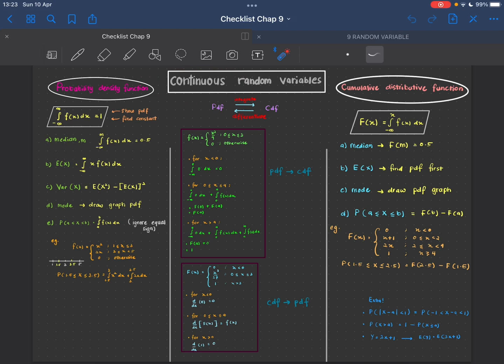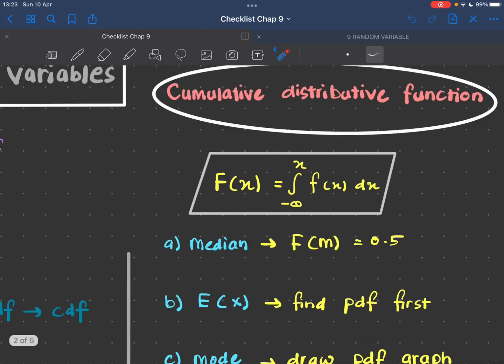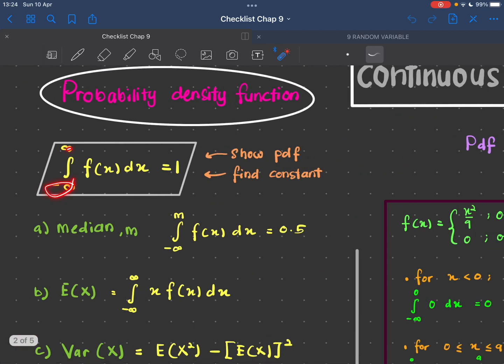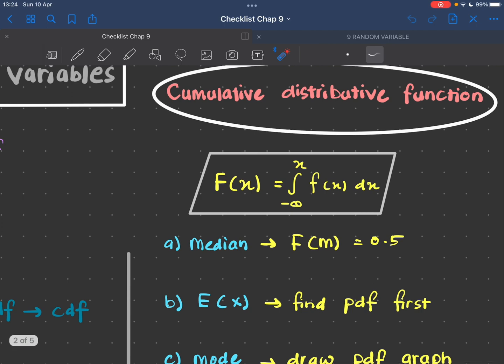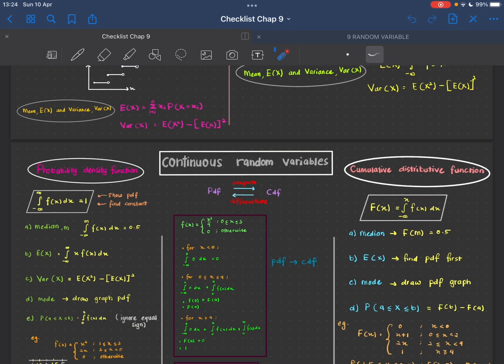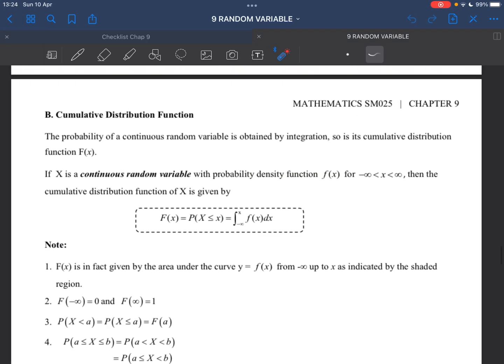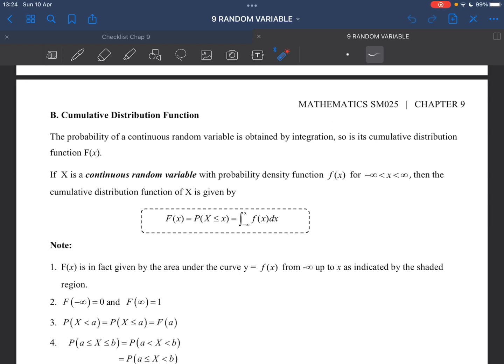involved. So as you can see, the definition here is the CDF, we denote it as capital F(x), or P(X ≤ x), which is defined as the integral from negative infinity to x. For the probability density function we integrate from negative infinity to infinity and we get 1, but this one we have to integrate from negative infinity to x only, which is a certain limit that we want. Alright, so let's take a look at the notes here.